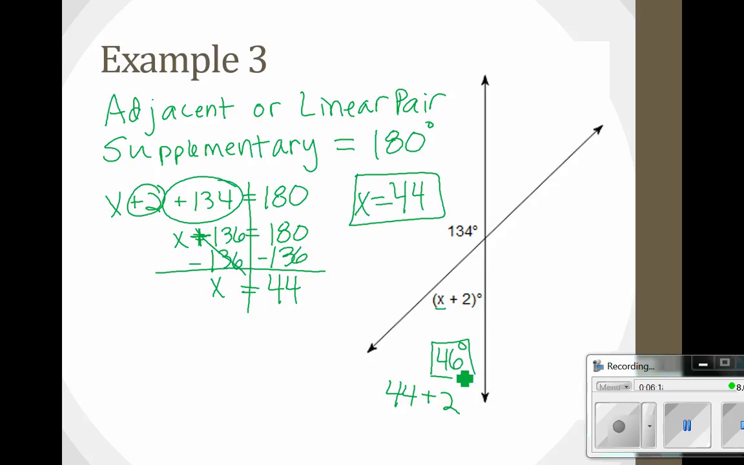To take it one step further, I might add the two angles to see that they add up to 180 degrees. So off to the side, I'm going to take 134 plus 46. When I add those together, I get 180. So I know my answer is correct.